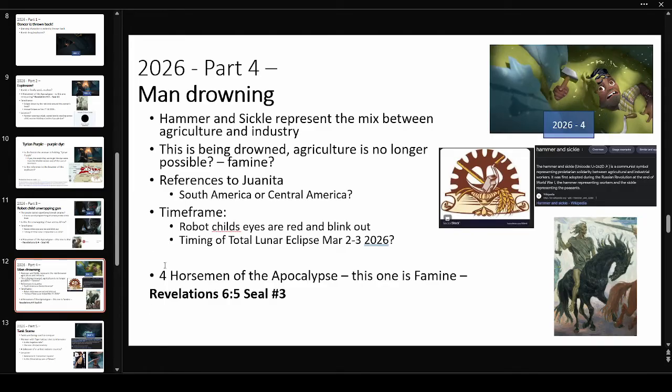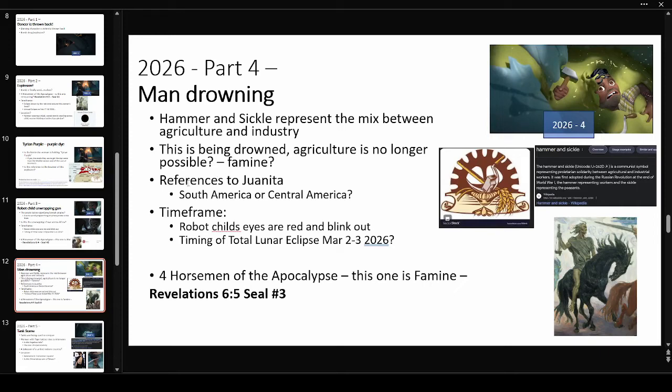So is this saying that agriculture is no longer possible? Is this the famine that is going to be coming? Like industry is happening, but agriculture is no longer happening, and essentially famine is going to be striking the world.